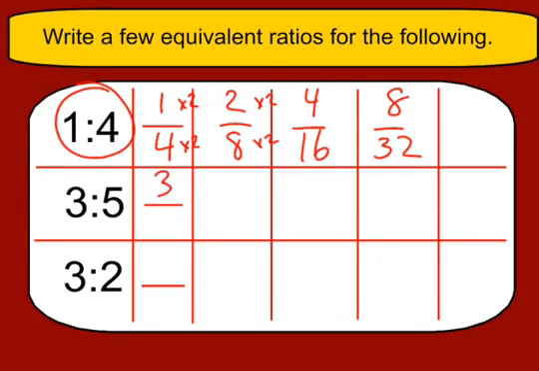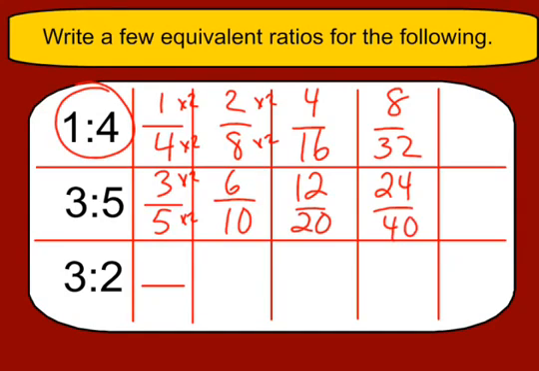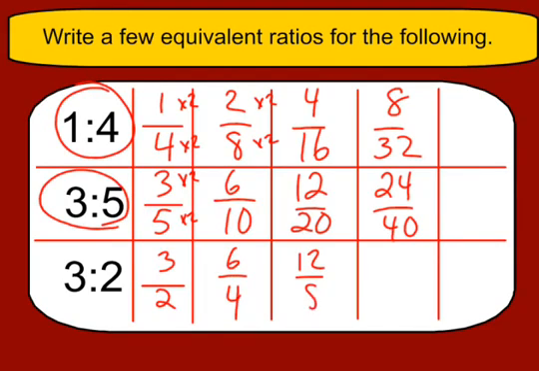We could use that same technique if you were asked to write equivalent ratios for 3 to 5. I could double each one of these, and I would end up with 6 over 10. I could double it again, double the numerator and denominator again. All of those ratios are equivalent. They would all simplify to 3 to 5. And we'll just do one more. If the ratio was 3 to 2 and you wanted to write some equivalent ratios, just double them. So that'd be 6 to 4, 12 to 8, 24 to 16. Those would all be equivalent ratios. So that's what a ratio is, and that's how you can work with them.